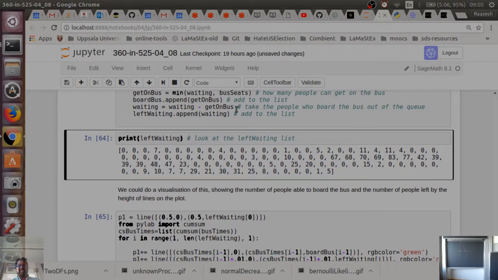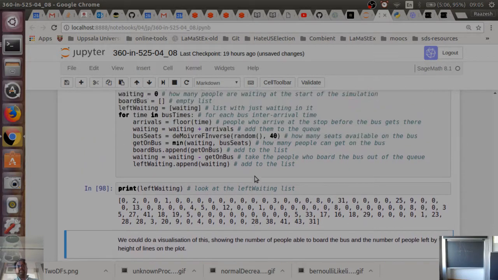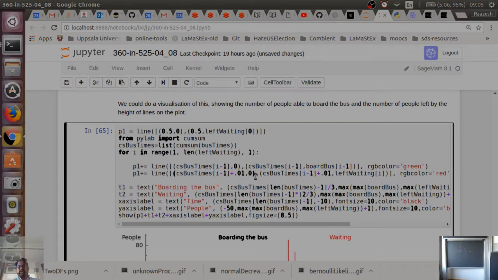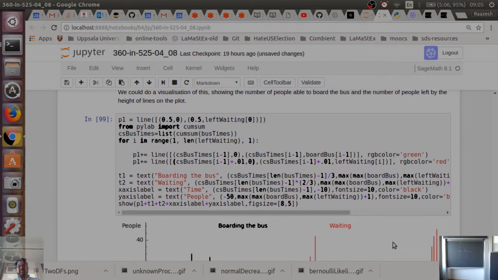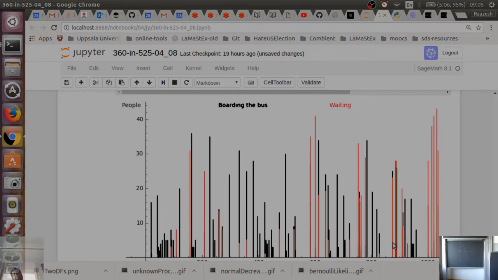Anyway, this is basically how the simulation will work. I mean, this is one way of doing it, right? So you have the number of people left waiting at the bus stop. And then we could do a little visualization of this. So this is the number of people boarding the bus as it arrives, and the number of people waiting.